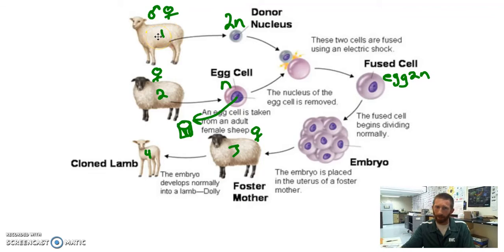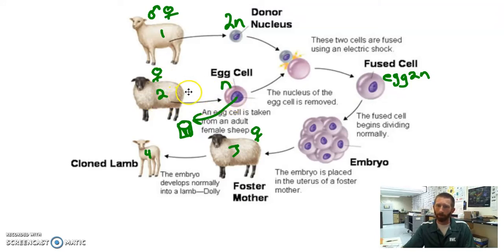We take any cell, any somatic cell, any diploid cell. Remember genetics talking about diploid and haploid. So regular somatic cells are diploid, one copy of the genetic code from mom, one copy of the genetic code from dad. So we have a 2N, a diploid cell right here. Then sheep number two has to be a female because we're taking an egg cell from sheep number two.